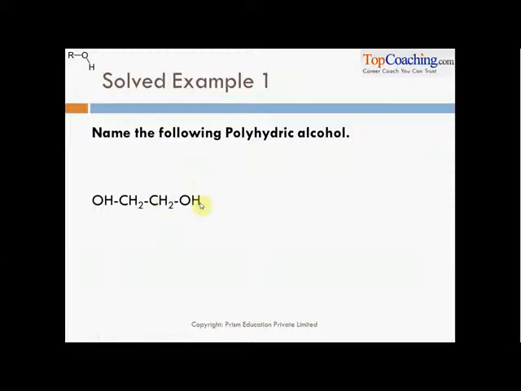Let us see how we name it. Here we have one OH group attached to carbon number 1, another one to carbon number 2. So how do we name it? We call it 1,2-ethanediol: ethane for the hydrocarbon and diol. Why di? Because we have two hydroxy groups.